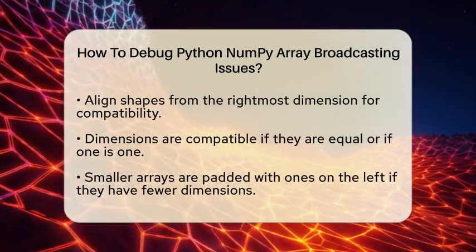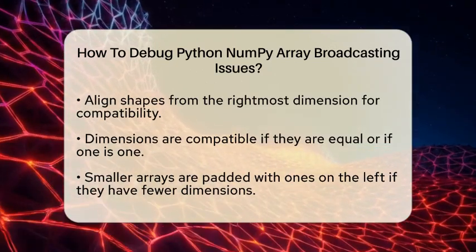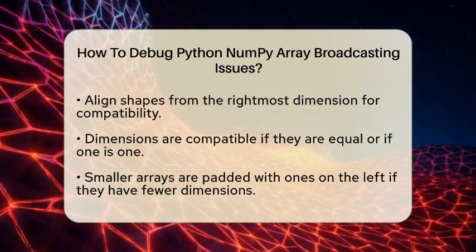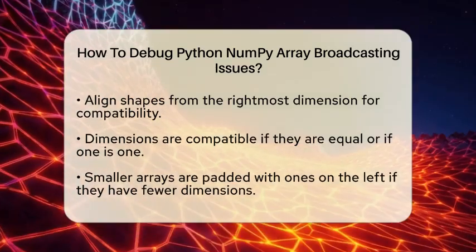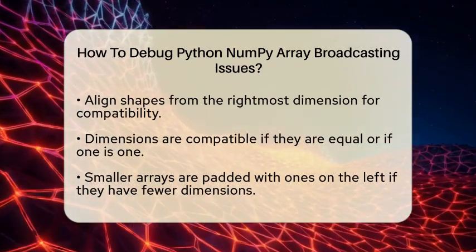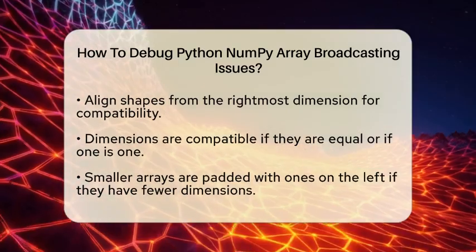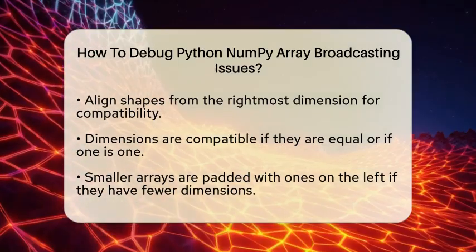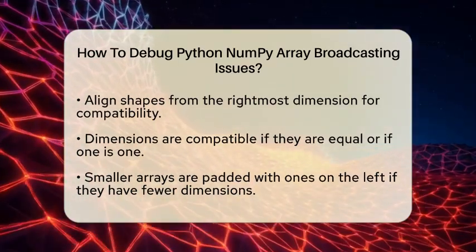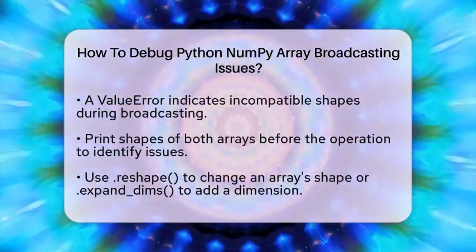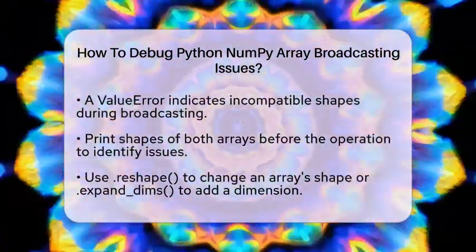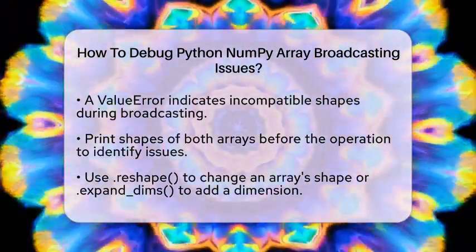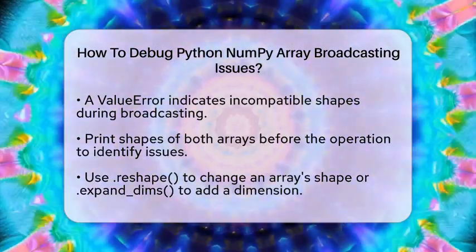If you encounter a broadcasting error, it usually means that one of the dimension pairs does not meet these compatibility rules. In such cases, NumPy will raise a value error indicating incompatible shapes. When debugging, print the shapes of both arrays right before the operation that causes the error. This will help you see what is going wrong. If you find that one dimension is 1 in one array but larger in the other, broadcasting should work. If it fails, then there might be a misunderstanding about how you intended to combine the arrays.